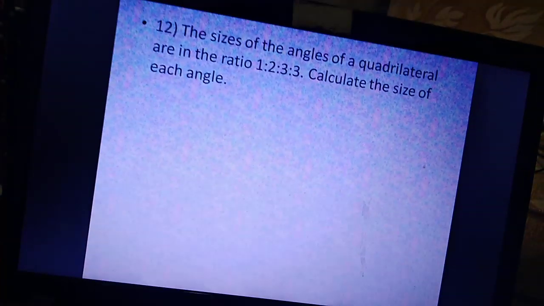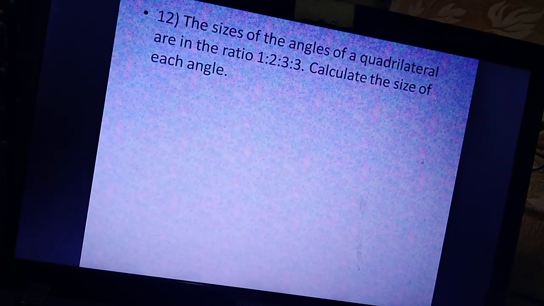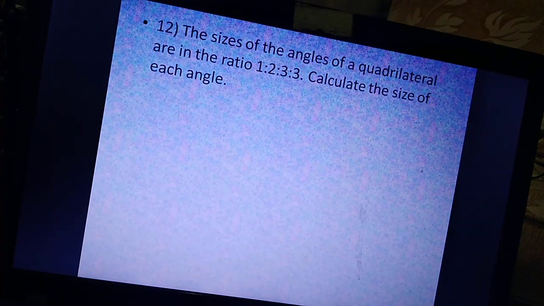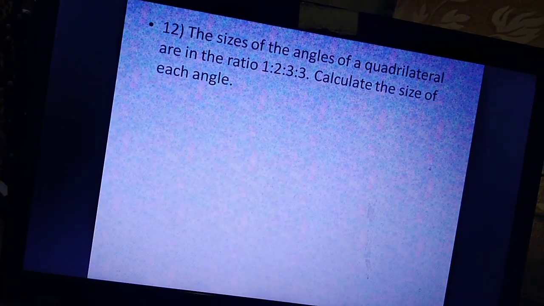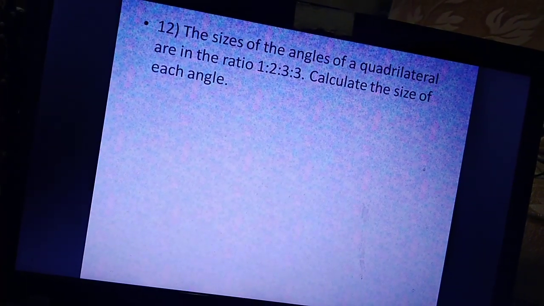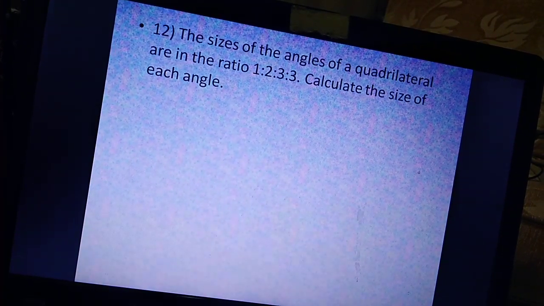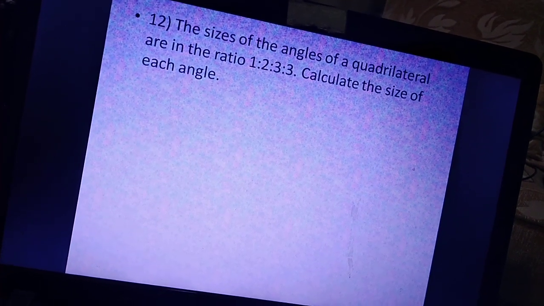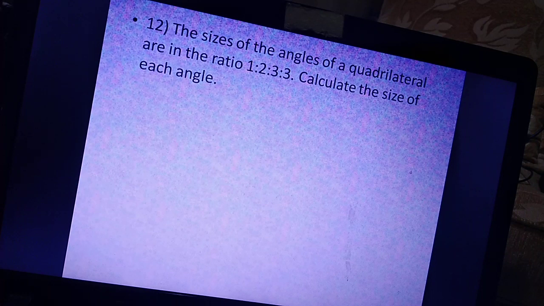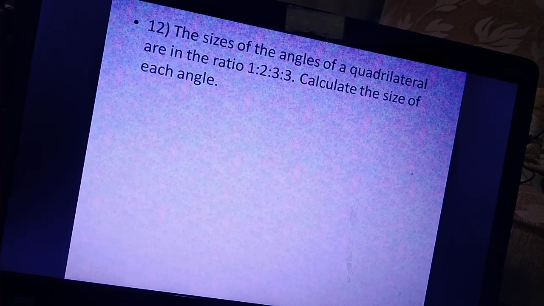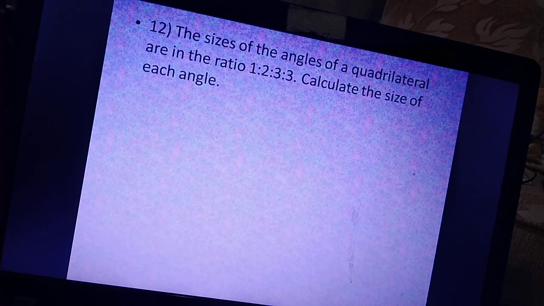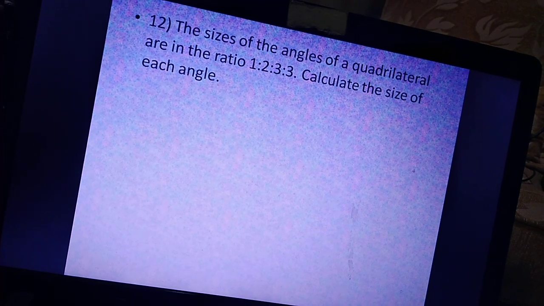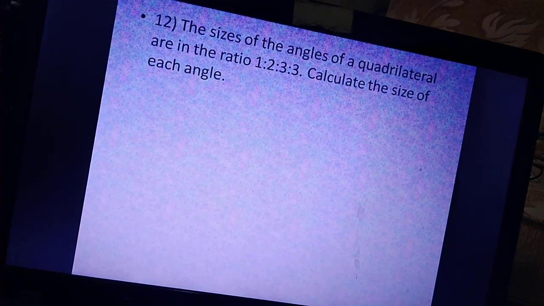Now, this question needs a bit more work. It's about a quadrilateral. A quadrilateral is a 4-sided shape. When we have a 4-sided shape, it could be a square, a rectangle, a trapezium, anything. But if you look at these angles, they are in a certain ratio, 1 to 2 to 3 to 3, which means the angles are not the same. So this may not be a square, it may not be a rectangle. What else could it be? We have so many quadrilaterals or 4-sided shapes in math.